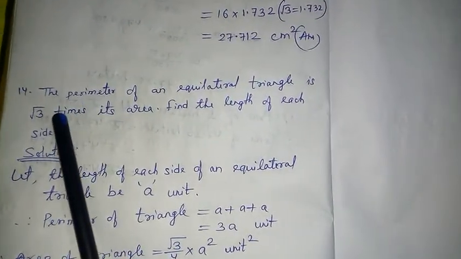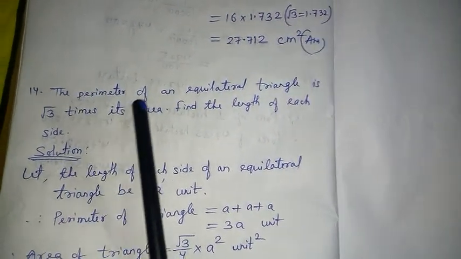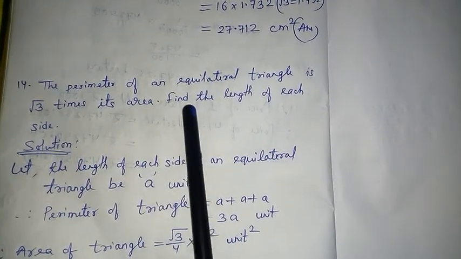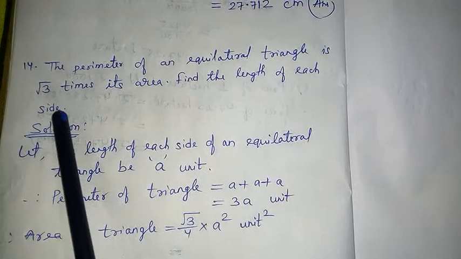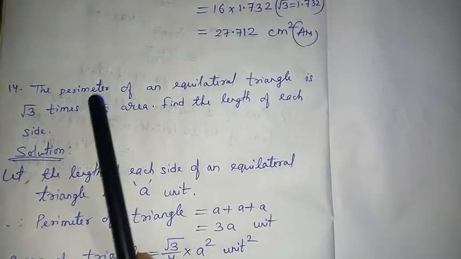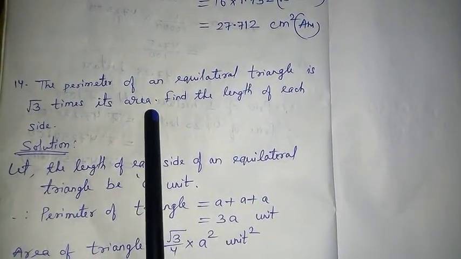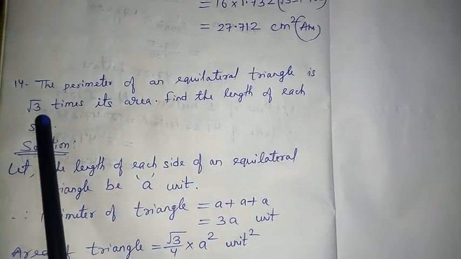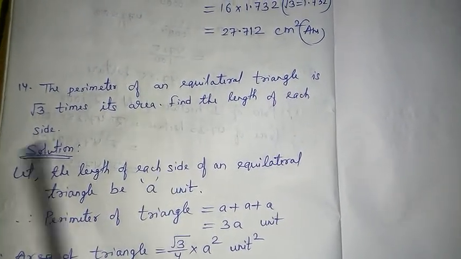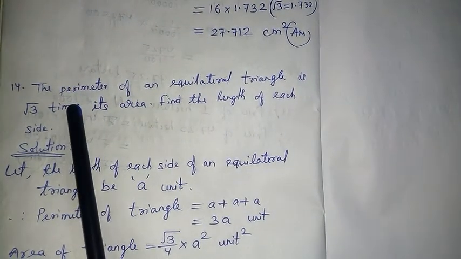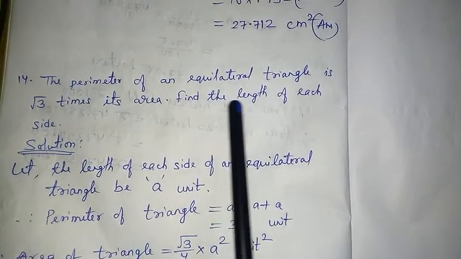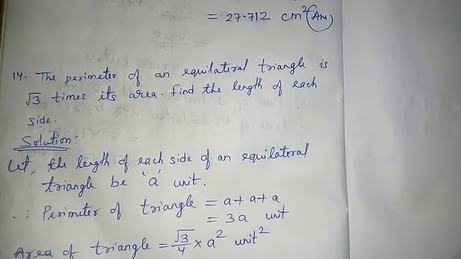One more question, children. The last question of today's video. The perimeter of an equilateral triangle is root 3 times its area. Find the length of each side. This time the perimeter's relation is given with area. That means the equilateral triangle's perimeter is root 3 times its area. So we don't know the area, we don't know the perimeter, but the relation is given. And then from there you have to find the length of each side of the equilateral triangle.